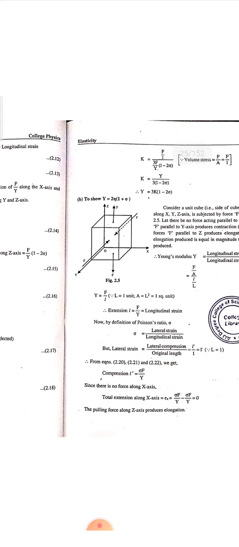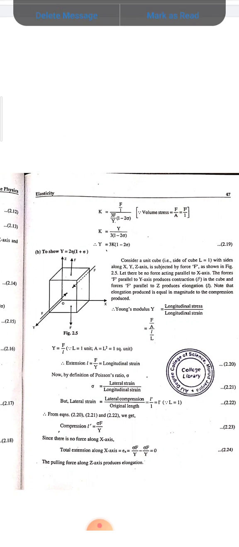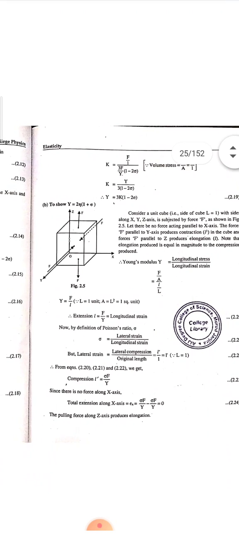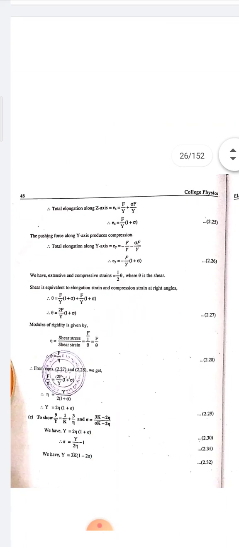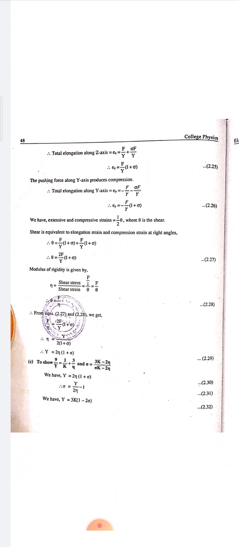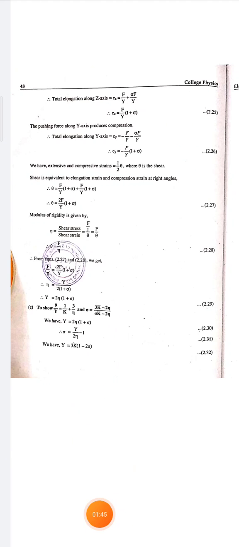Then another one: Y is equal to 2 eta (1 plus sigma). Another relation is there that you have to remember. We are not going into detail of such derivations. Then here one more, you can see 9 by Y is equal to 1 upon K plus 3 by eta, and sigma is equal to (3K minus 2 eta) divided by (6K plus 2 eta).